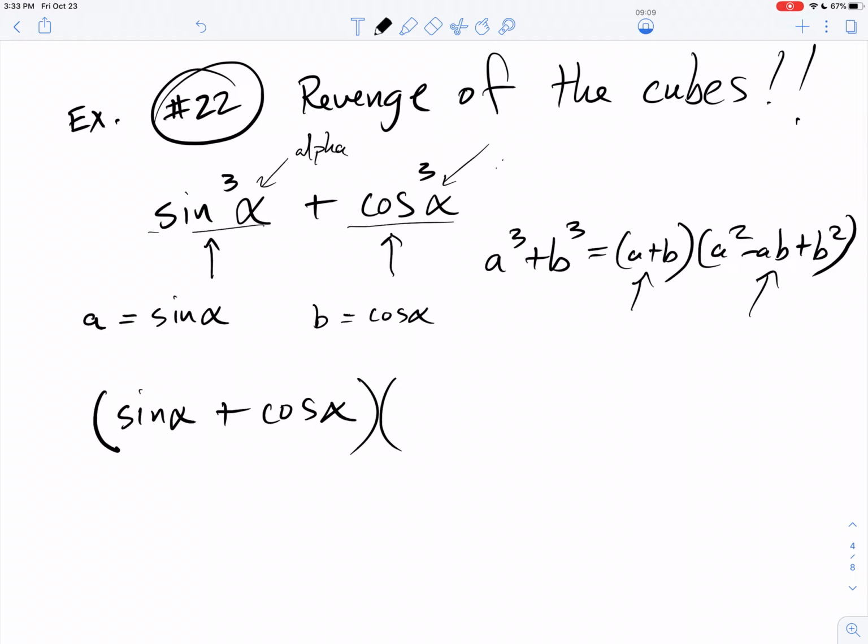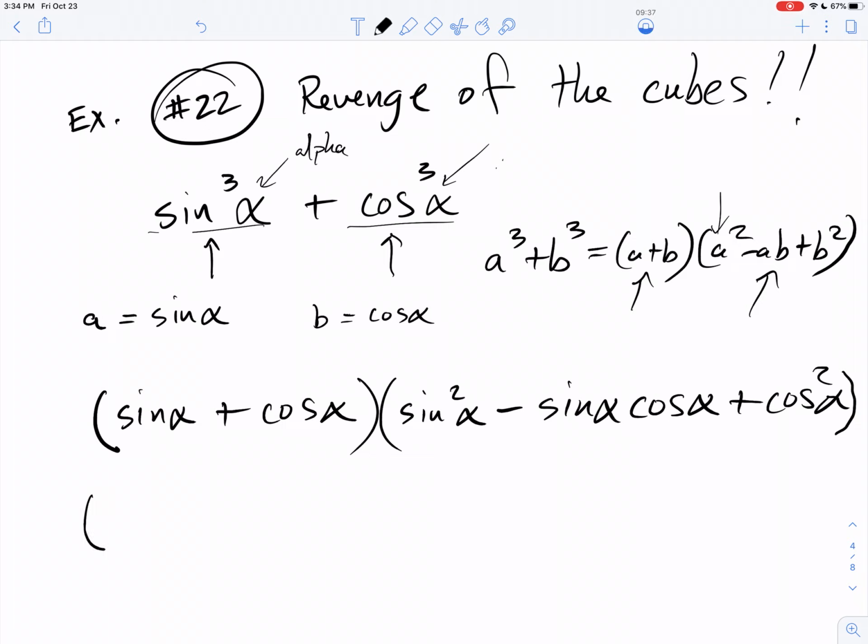then A squared. So what's going to happen when I put that in there and square it? Well, I'm going to get sine squared alpha minus A times B plus B squared. Well, that's just going to be cosine squared alpha. Ooh, let's make that a little prettier. A little bit prettier on the outside there. Okay. But that's not the answer.